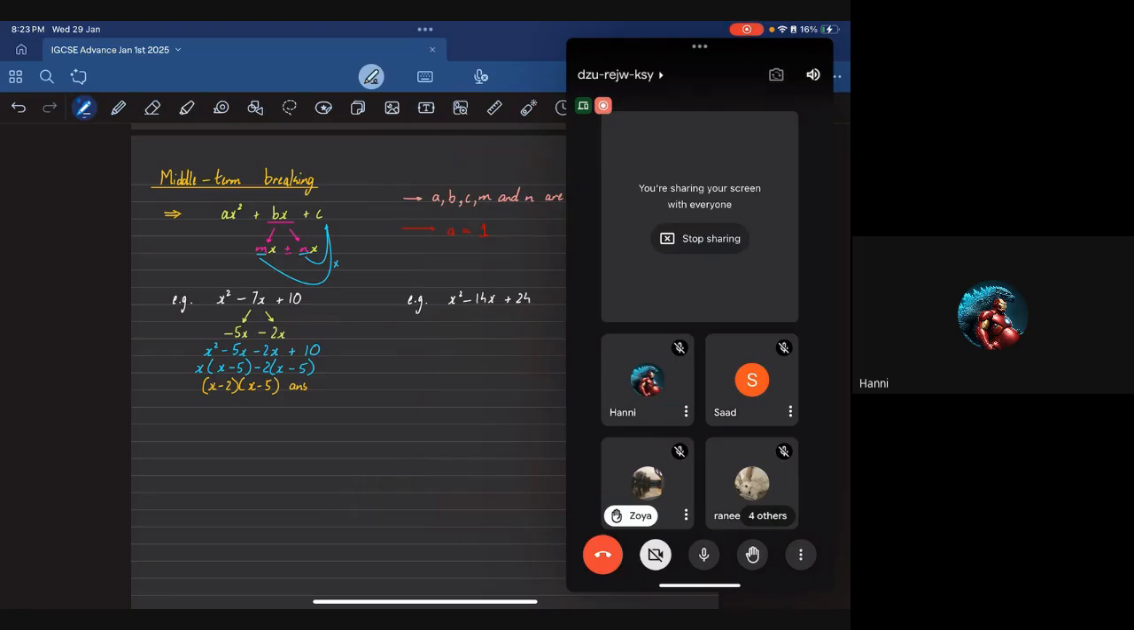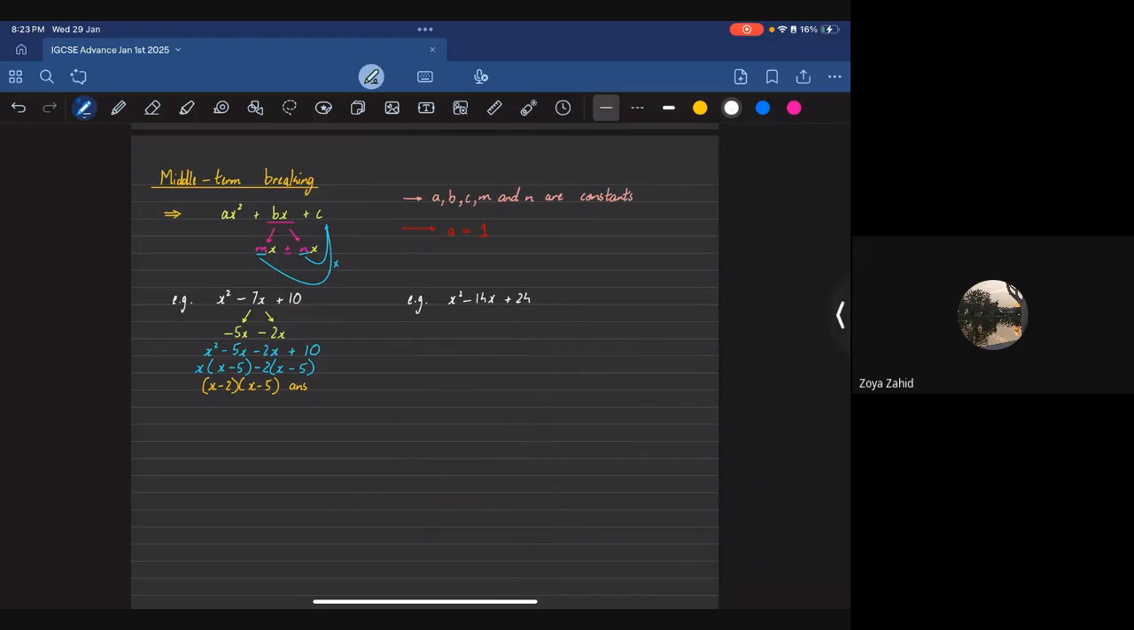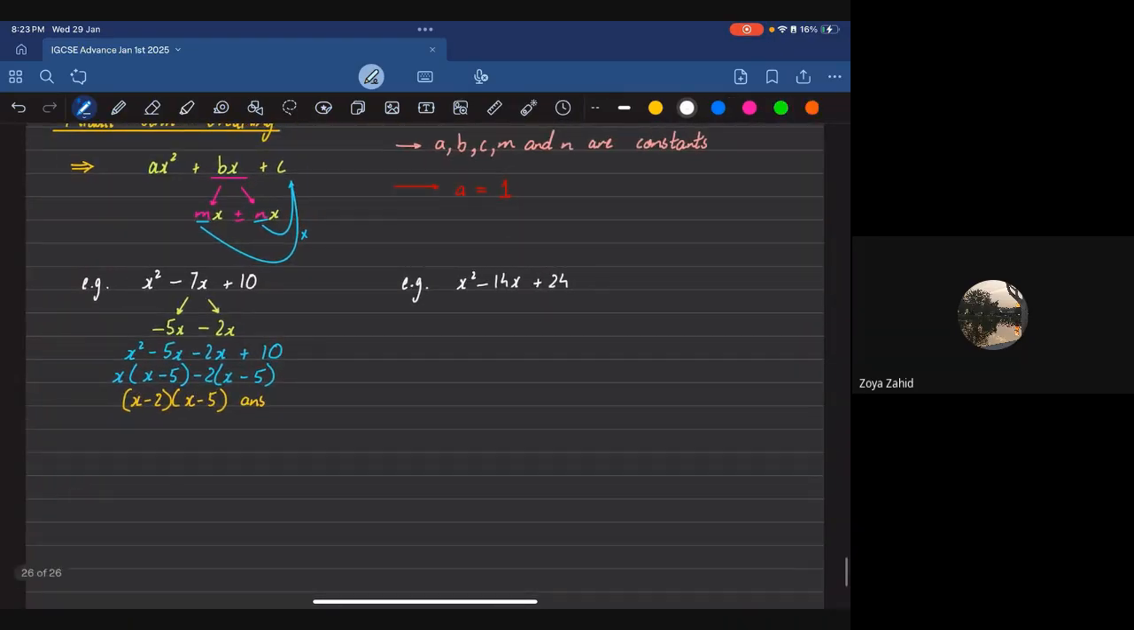Yes, Zoya, done. Yes, Zoya, what's the answer? x minus 2 and x minus 12. Okay, guys, Zoya is saying that the answer is x minus 2 and x minus 12.